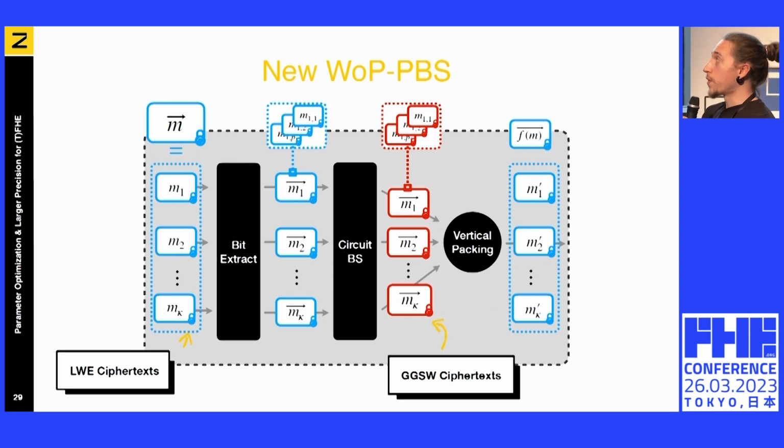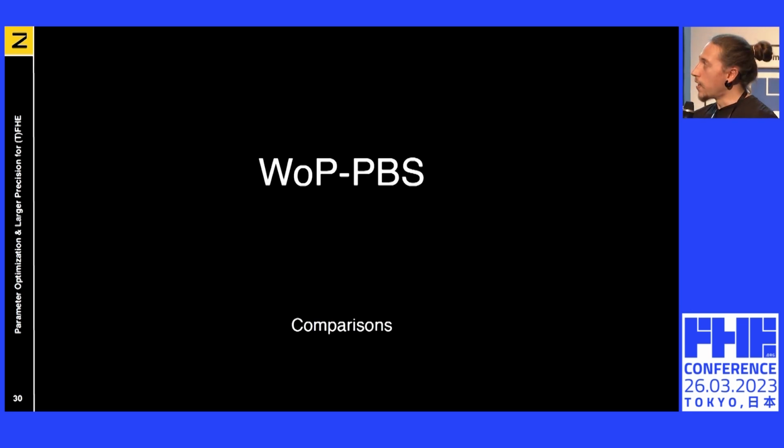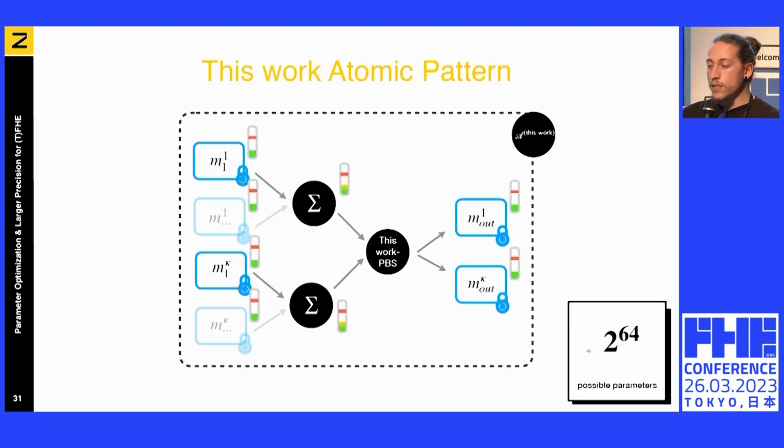Then you will do a circuit bootstrap, TFHE circuit bootstrap, to go from LWE ciphertext to GGSW ciphertext. And finally, you will evaluate several times the vertical packing to compute the lookup table. And so with this new PBS, we have a new atomic pattern where the search space is a bit bigger, but you have the same capability as the CJP atomic pattern and GBA atomic pattern.